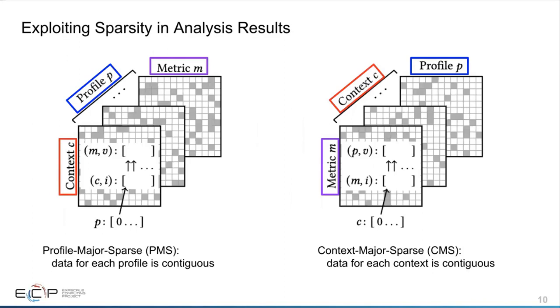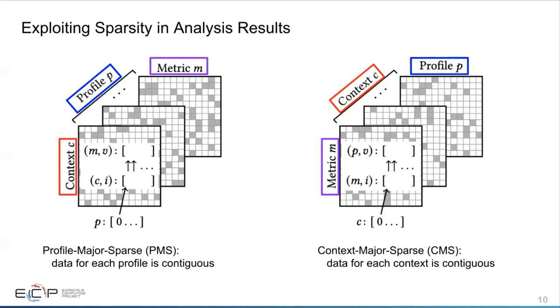Unlike measurement data, for analysis results, we put all the data for all profiles, all contexts, all metrics, everything in one place. However, we don't just have one file, we actually have two files, and each of them contains all the data. The only difference between them is the ordering. Why? Because we have two use cases when we inspect our analysis results. On the left-hand side, we have profile major sparse, or PMS. On the right-hand side, we have context major sparse, or CMS.